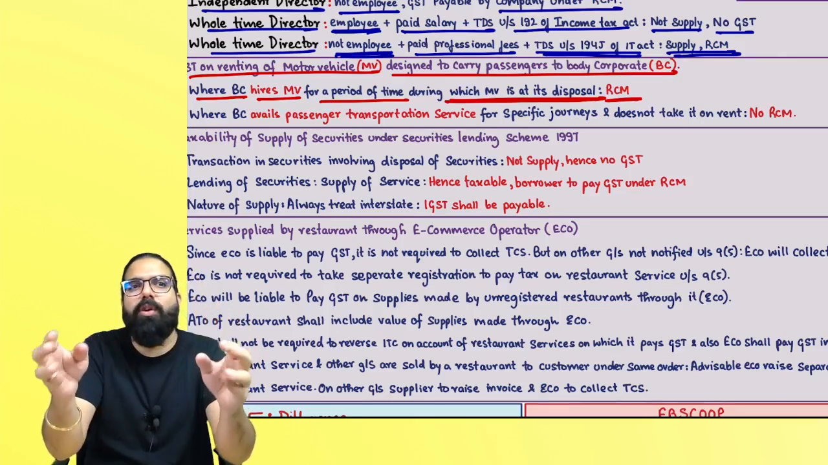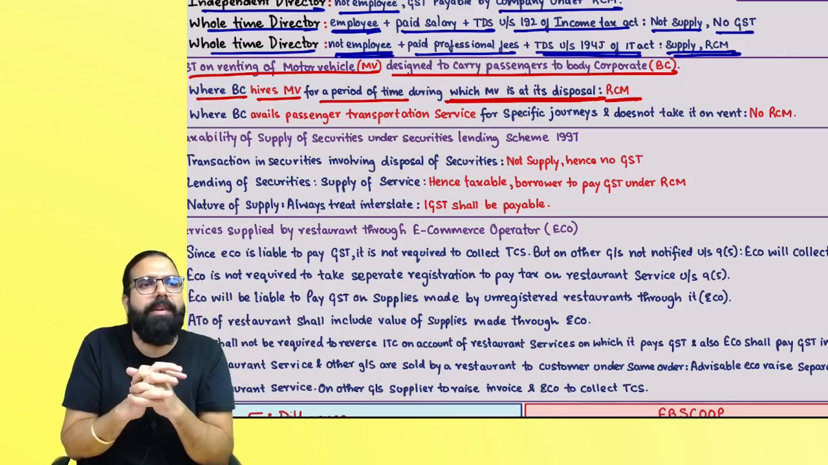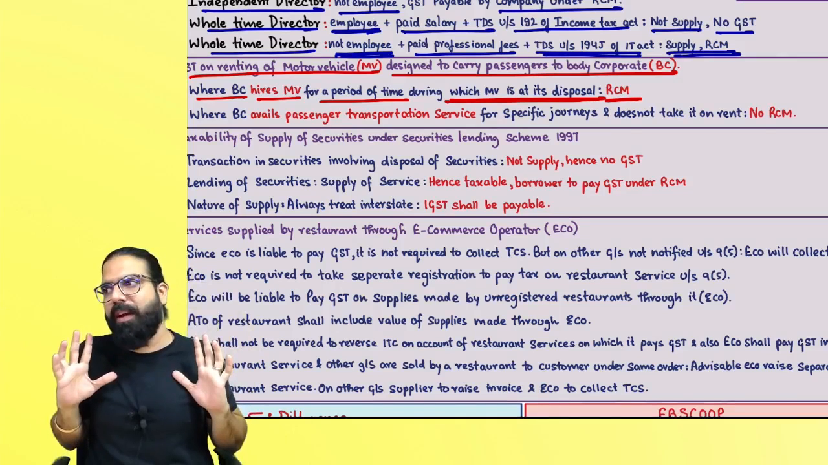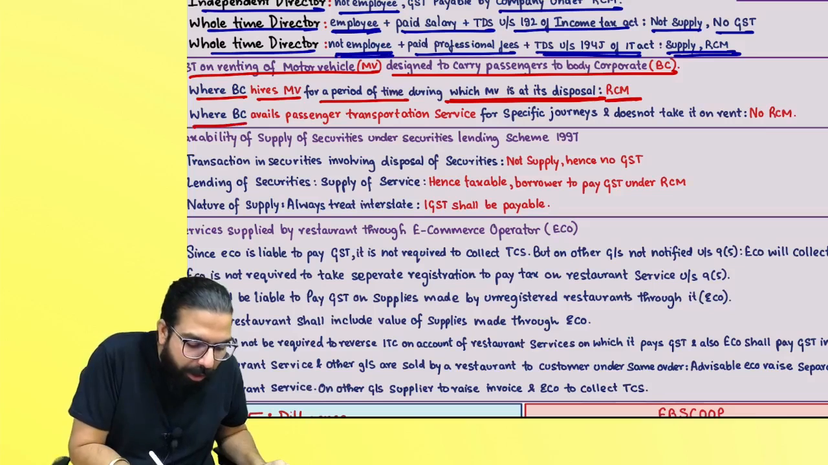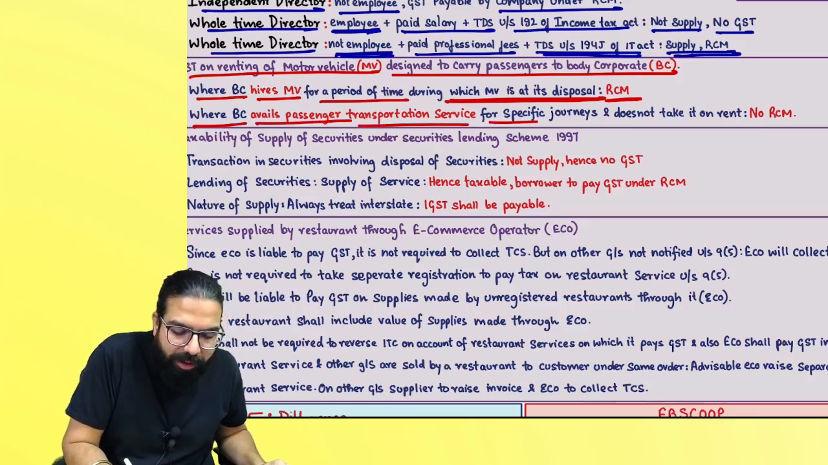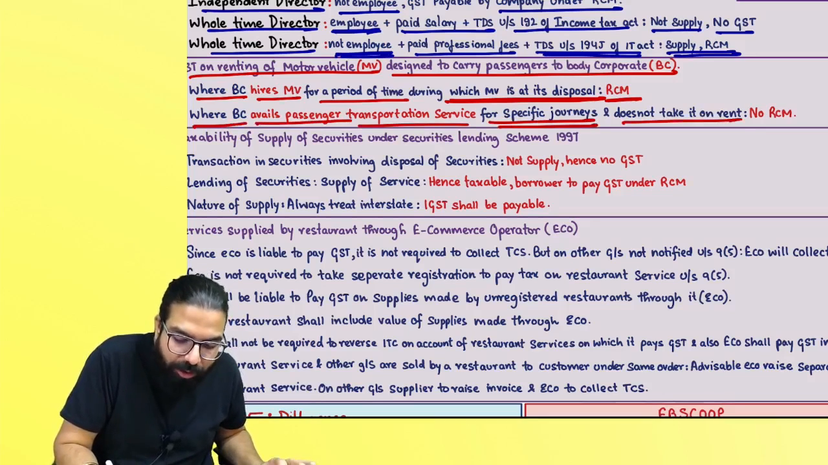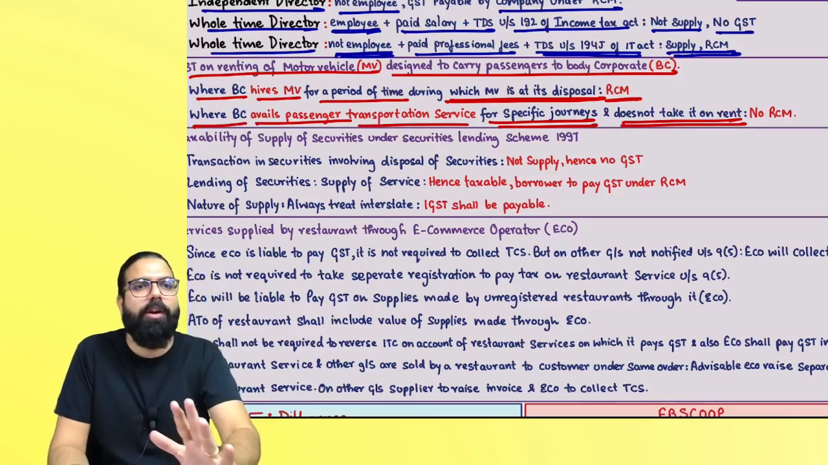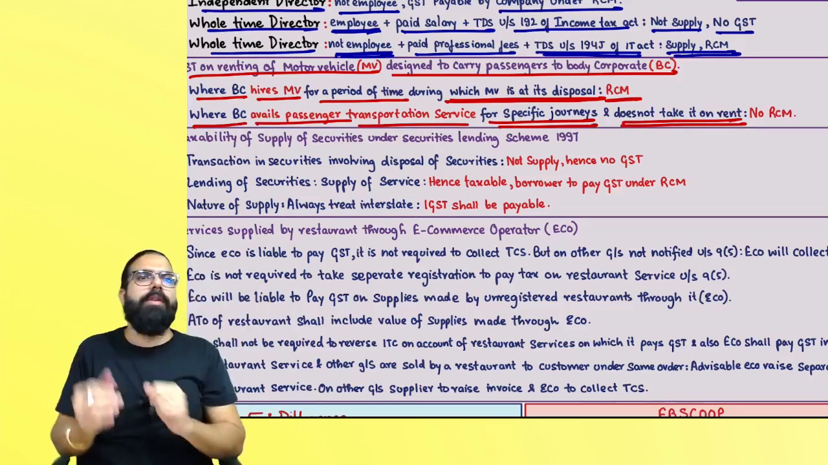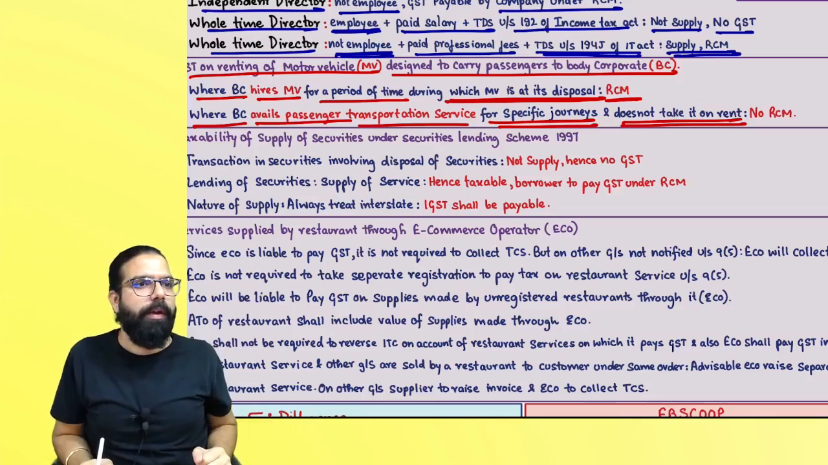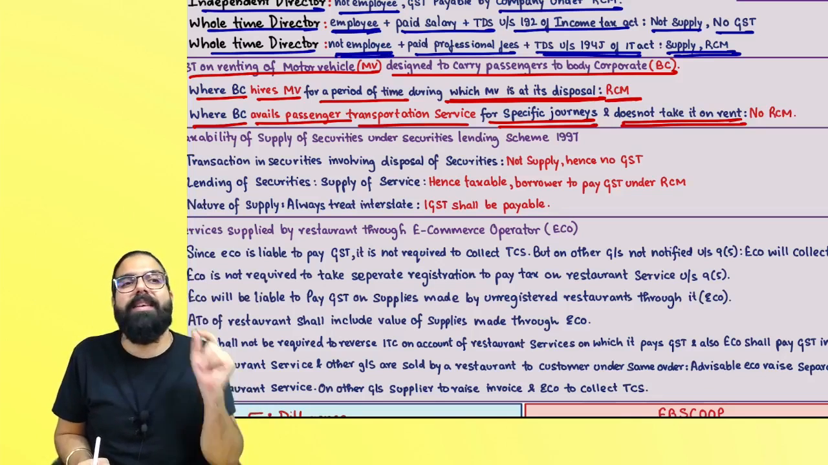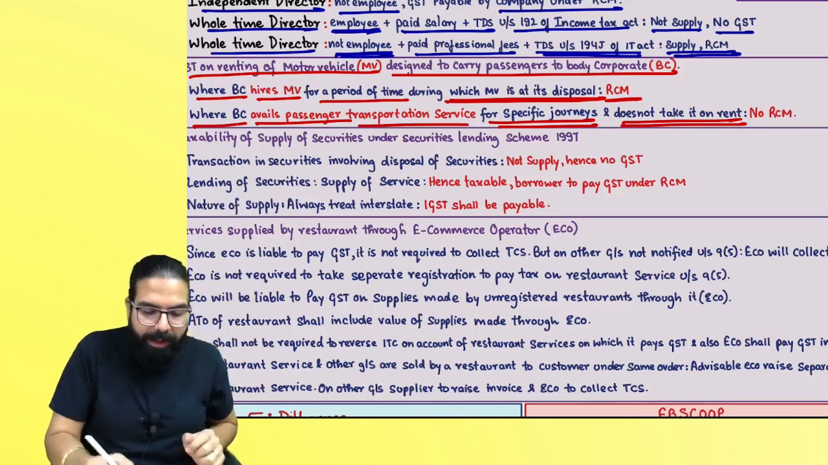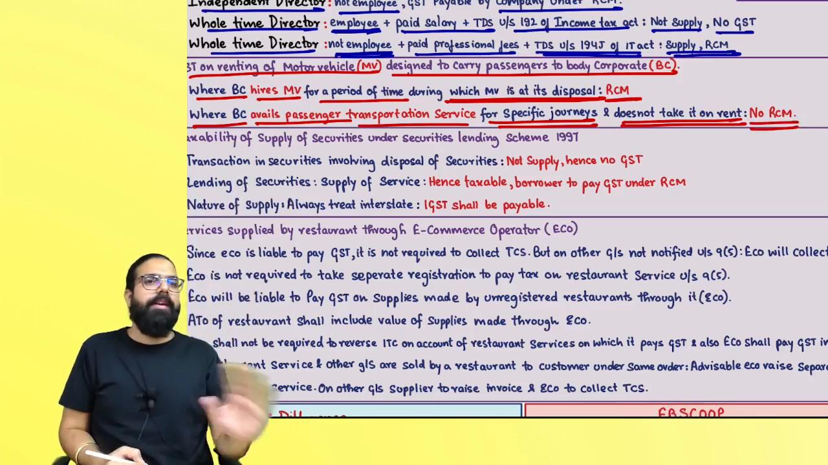But in that scenario, they have not gone ahead and taken renting of a motor vehicle service. It's a passenger transportation service taken by them, and in that scenario, they don't have to pay GST under RCM. When a body corporate avails passenger transportation service for a specific journey and does not take it on rent, the motor vehicle is not taken on rent. One bus was going from here to there. I've sent my employee from here to there. In that scenario, I have not taken the motor vehicle on rent. It is just passenger transportation service given by them. In that scenario, there is no reverse charge mechanism.